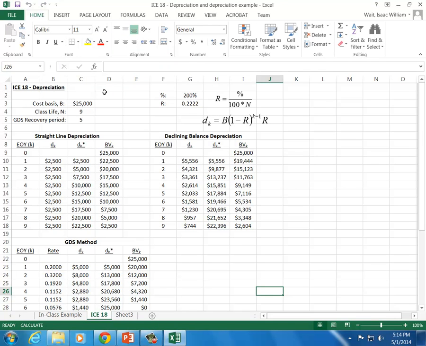Now the declining balance method doesn't go down to exactly the salvage value. Since it's a 200% declining balance, each year you're losing 20% of the initial amount that was there. You can see it's going down gradually, and it terminates at $2,600. And then the GDS is the simplest of the three. That's where you just look up the fraction off the table and multiply that table depreciation fraction by the original book value.